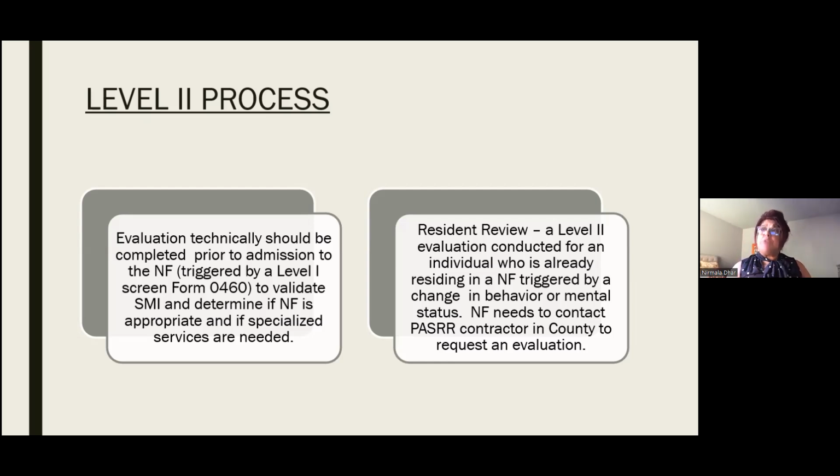Resident review is also a level 2 evaluation conducted for an individual who's already residing in the nursing home, triggered by change in behavior or mental status, both positive or negative. And then the nursing home contacts their county PASR program and asks for an evaluation. And there's a form that they have to fill out.